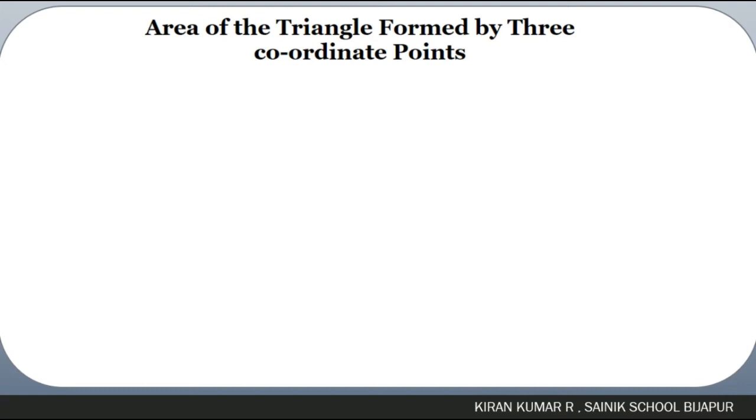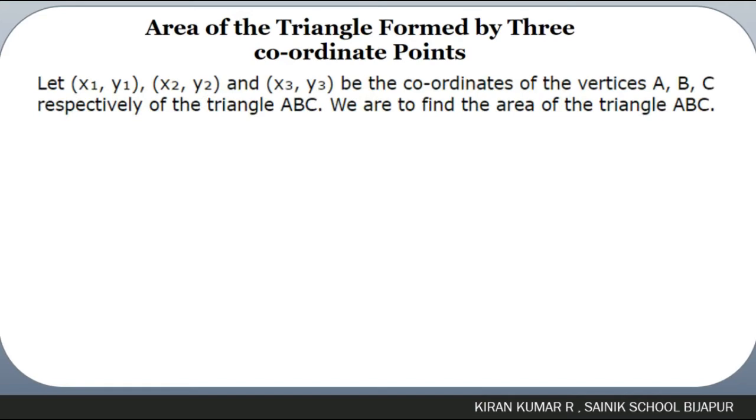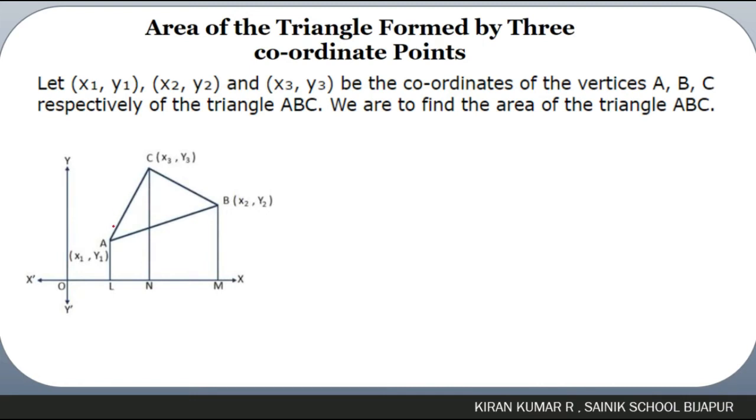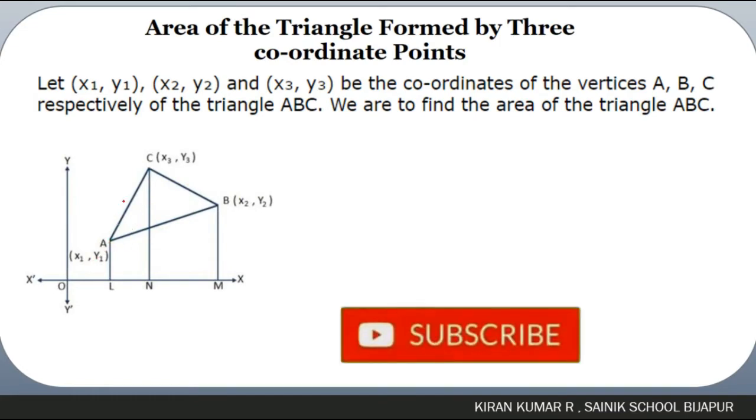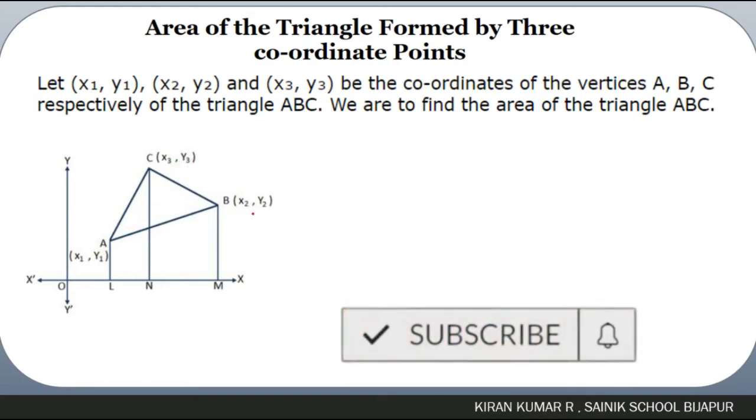Let (x1, y1), (x2, y2) and (x3, y3) be the coordinates of the vertices A, B, C of a triangle ABC. We need to find the area of the triangle in terms of the coordinates. I have taken the triangle in a Cartesian coordinate system. Point A has coordinates (x1, y1), point C has coordinates (x3, y3), and point B has coordinates (x2, y2).